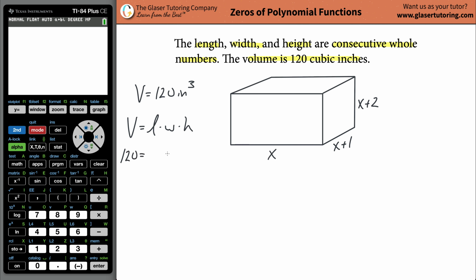We love math equations because we can solve them, right? So length is x, width is going to be x plus 1, and the height is going to be x plus 2. Now you might say, well, Andrew, how do you know the length is x and the width is going to be x plus 1 and the height is x plus 2? Couldn't it be length is going to be x plus 2 and width is going to be x plus 1 and the height's x? Well, it could be. I have no idea, right?